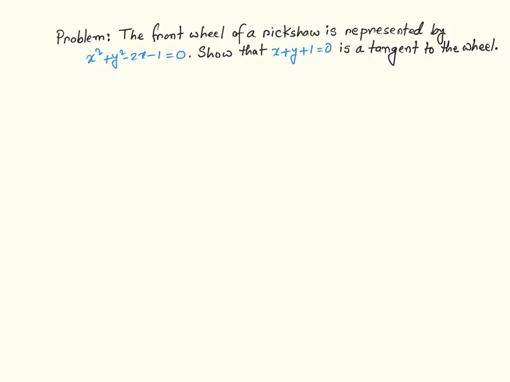In this video, I am going to solve a problem where we are given the equation of the wheel of a rickshaw. The wheel of a rickshaw is a circle, so this is the equation of the circle. We need to show that this equation, which is the equation of a line, is a tangent to the wheel of the rickshaw. That's what it is.